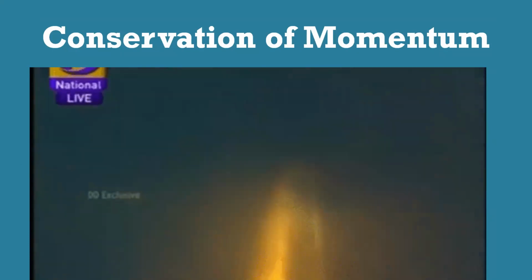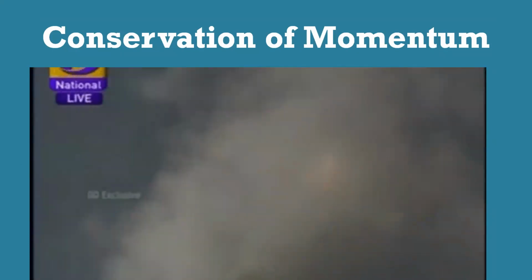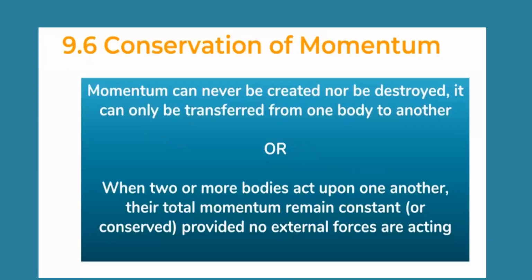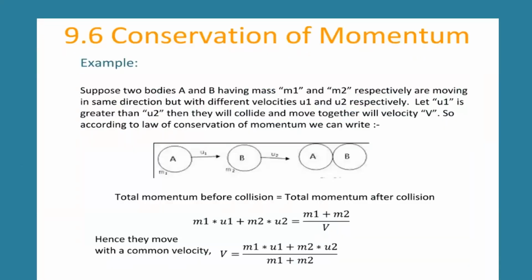Next, conservation of momentum. While a rocket is launching, we notice conservation of momentum. Momentum can never be created nor destroyed. It can only be transferred from one body to another. When two or more bodies act upon one another, their total momentum remains constant, provided no external forces are acting.